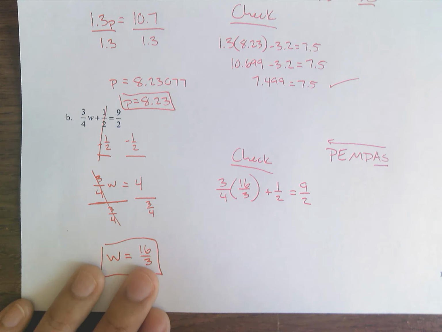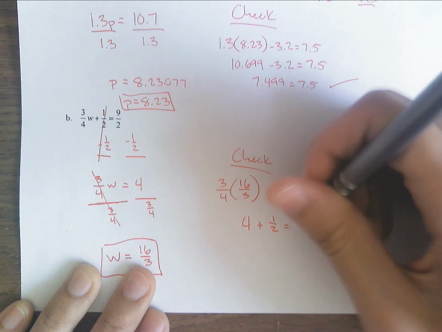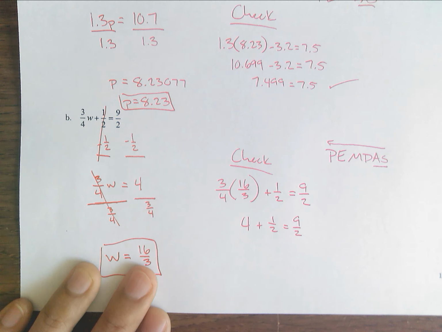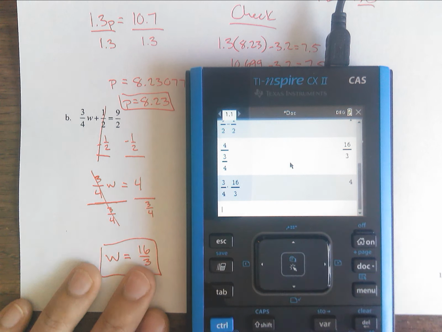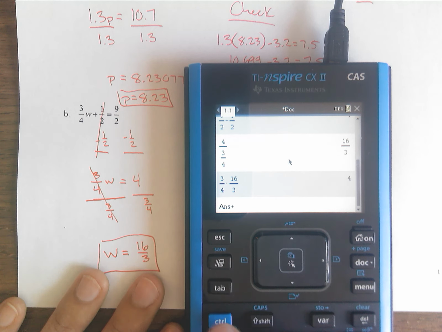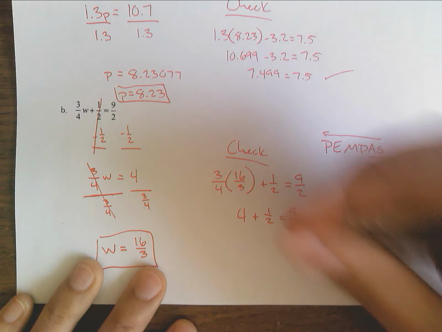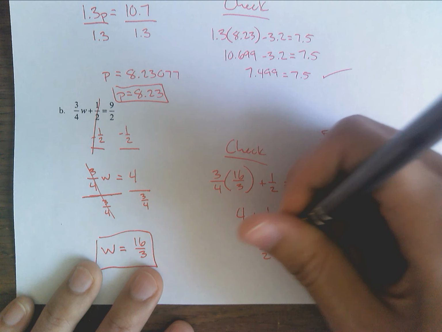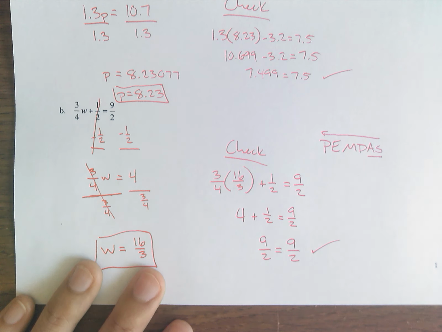So we have 4 plus 1/2 equals 9/2. And back to the Inspire, 4 plus 1/2. Again, we can take that answer from before and just hit plus now. And it'll say answer plus. And then we can do plus 1/2. So fraction bar, 1/2. And that gives us 9/2. So we have 9/2 equals 9/2. Well, does 9/2 equal 9/2? It sure does. So we did it correctly.